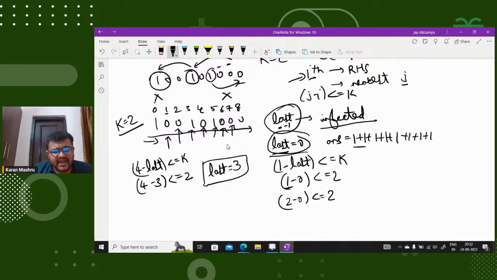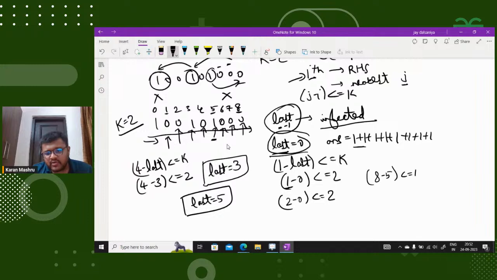Okay. And when I'll be at index 8, my last variable will contain what? 5, because 5 index is the last index which we encountered as infected. Now I am at index 8. So I'll check whether 8 minus 5 is less than equal to k. 8 minus 5 is 3, is 3 less than equal to 2? No. So 8th index cannot be infected.